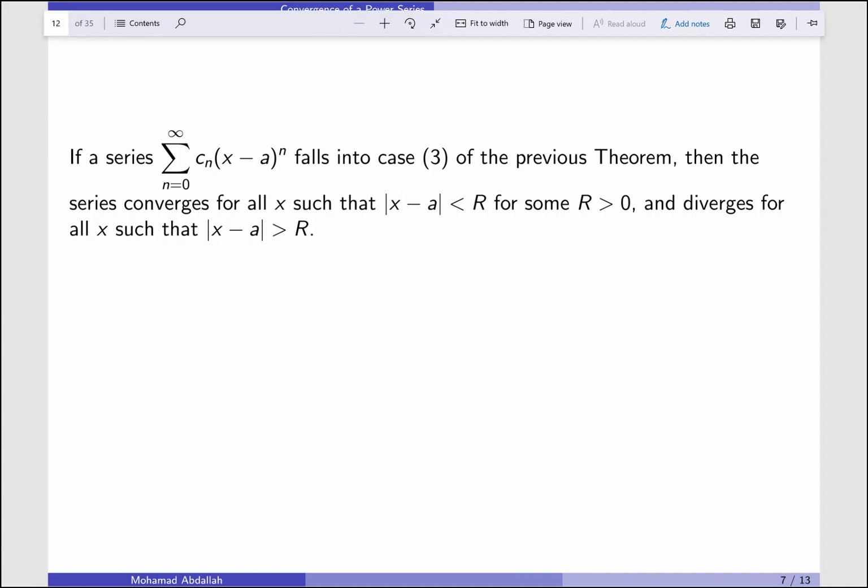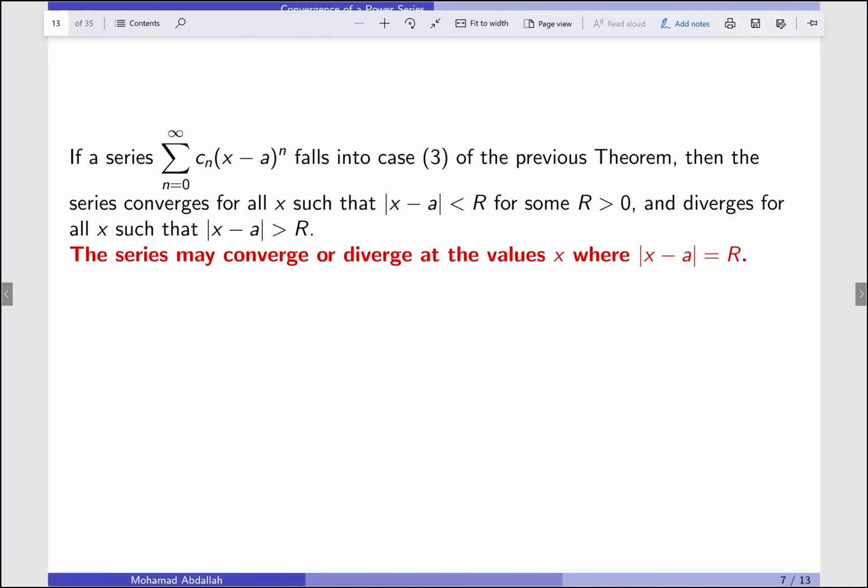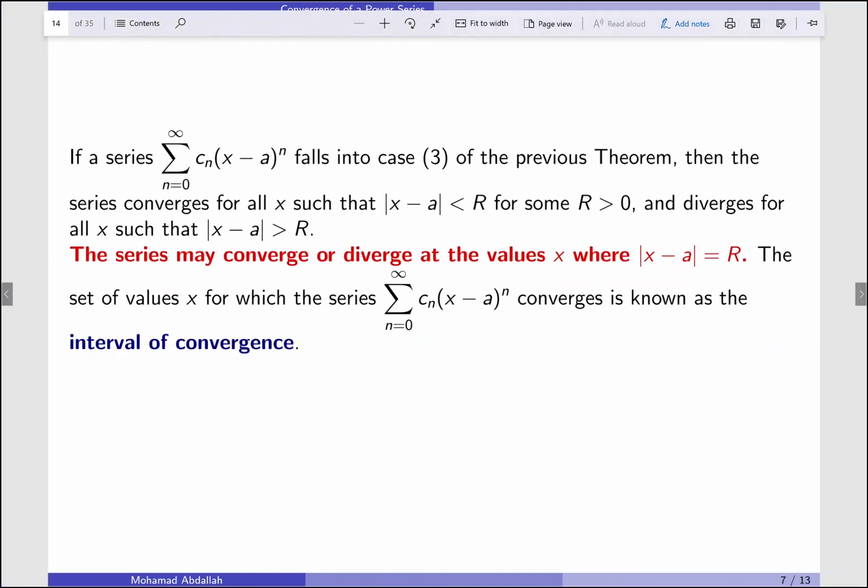Now, if the series falls into case 3, the one that we just discussed of the previous theorem, then the series will converge for all values satisfying the absolute value of x minus a less than r. Of course, r has to be positive in this case, and diverge for the absolute value of x minus a bigger than r. The series may converge or may diverge at these values. So these are the values that I showed you on the interval. These are the endpoints of the interval. We're going to call this the interval of convergence.